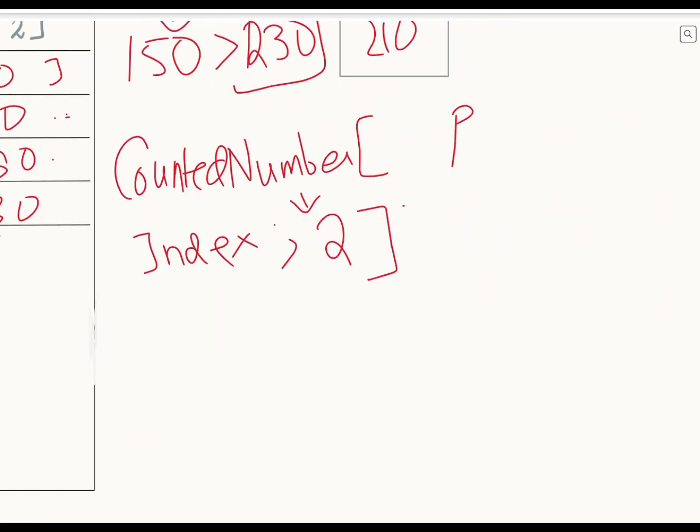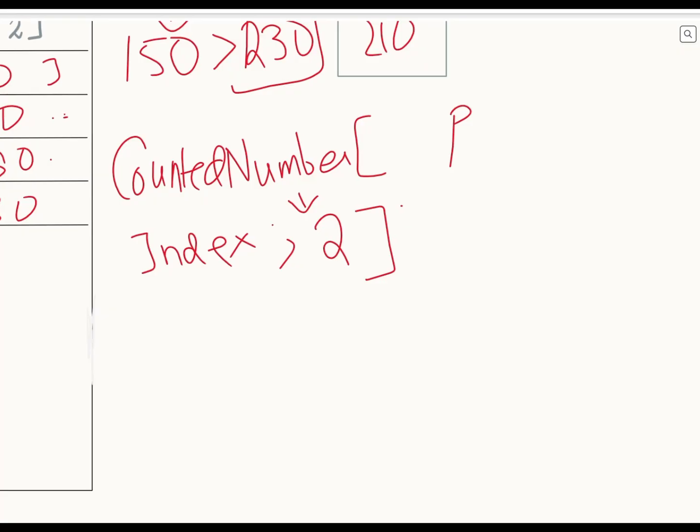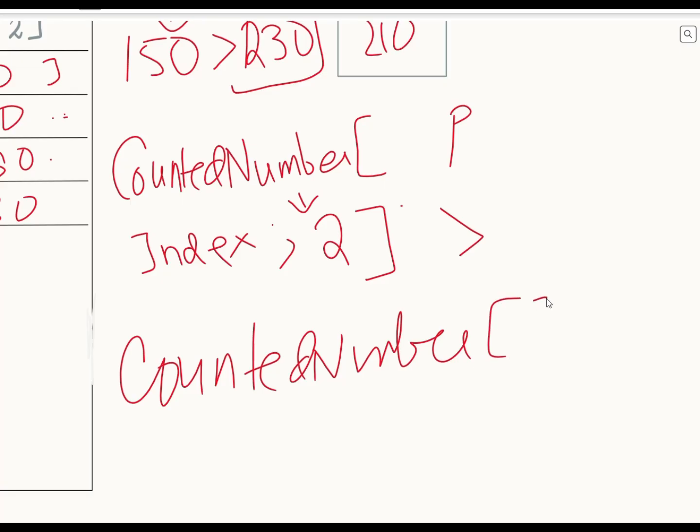In terms of pseudocode, I'm going to check: is counted number index 2 greater than counted number index plus 1, and the column is the same, 2. This way it's going to check whether both values are greater or smaller than each other. If it is true, then it's going to swap. Otherwise, it's not going to swap and it's going to move to the next index position. So let's now look at the code for our specific question.